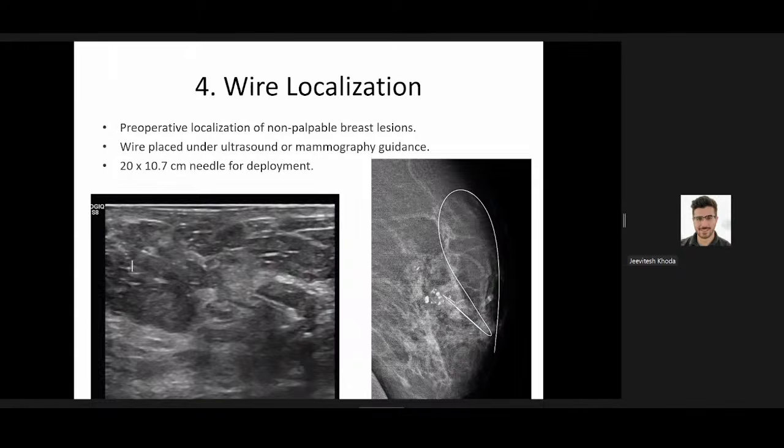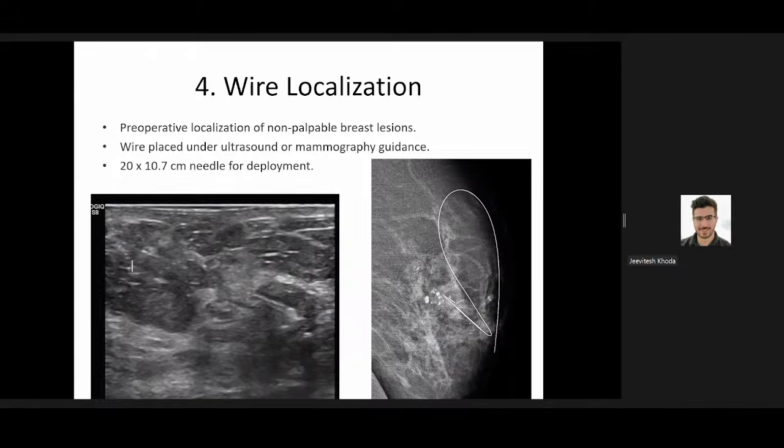So the procedure is simple. It's a 20 gauge needle with 10.7 centimeter length. So that needle, as shown in this image, you pierce the lesion and reach the distal edge of the lesion, and then you just simply retract the needle which contains the wire. There are two types commonly used: the barbed one, and the cap-on one.